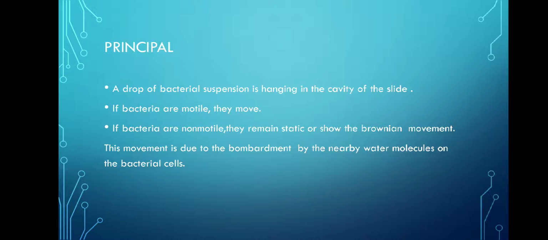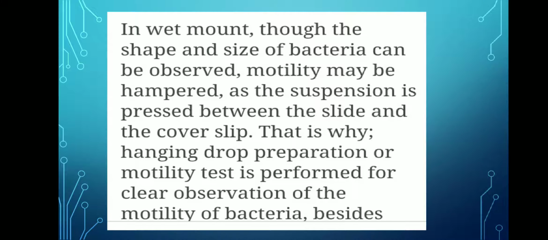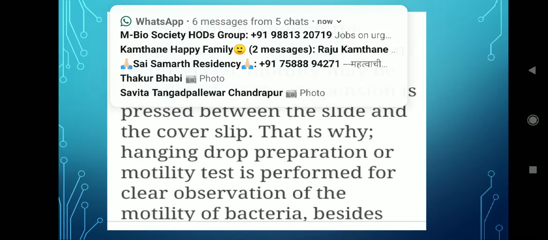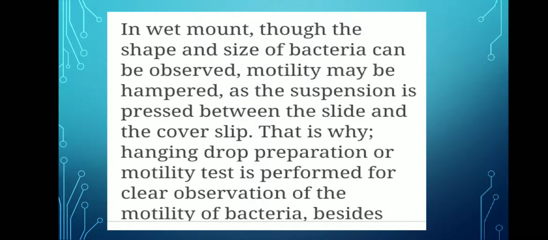If bacteria are motile, they can move. If bacteria are non-motile, they remain static or show Brownian movement. This movement is due to the bombardment by the nearby water molecules on the bacterial cells. In a wet mount, the shape and size of the bacteria can be observed, but the motility may be hampered. That is why hanging drop preparations are prepared for the motility test.